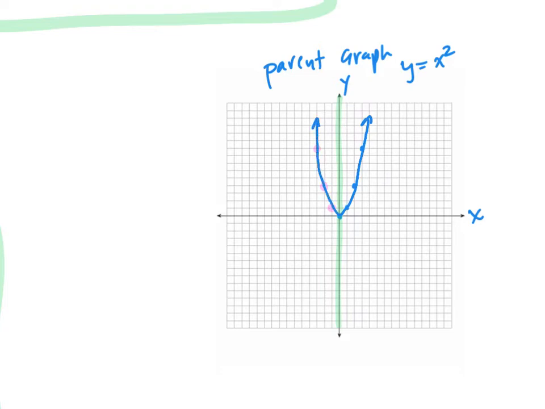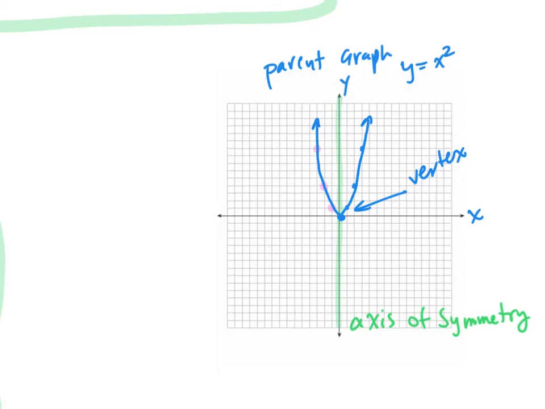Okay, so here's the thing. The vertex is this very bottom or very top point. And then this is our axis of symmetry. It goes through the vertex. So things are mirrored like a butterfly.